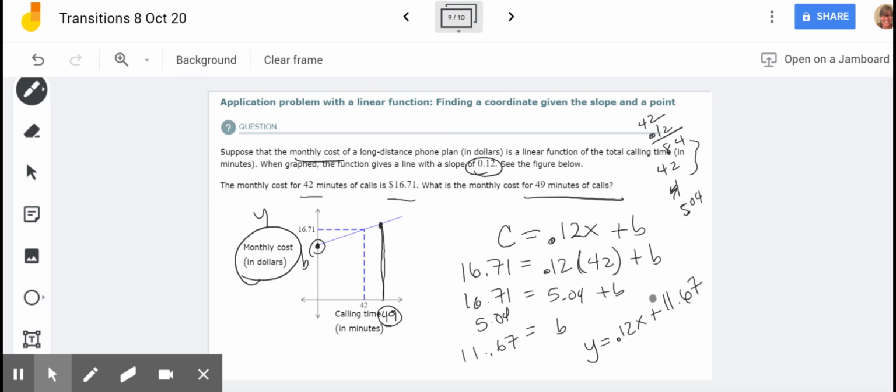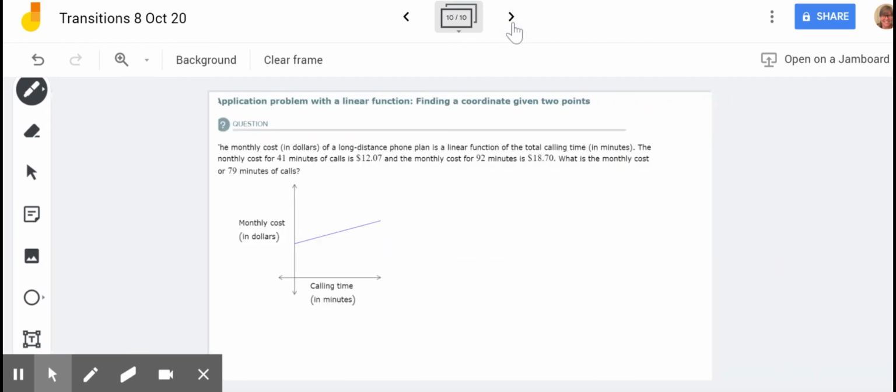Okay, then it asks you for 49 minutes, so you have to plug that in. y equals 0.12 times 49 plus 11.67. And then this is a calculator problem for sure. Make sure you use your calculator. In the same way that we used two points to find the equation of a line, that's what you're going to do here. You just need to find the slope.